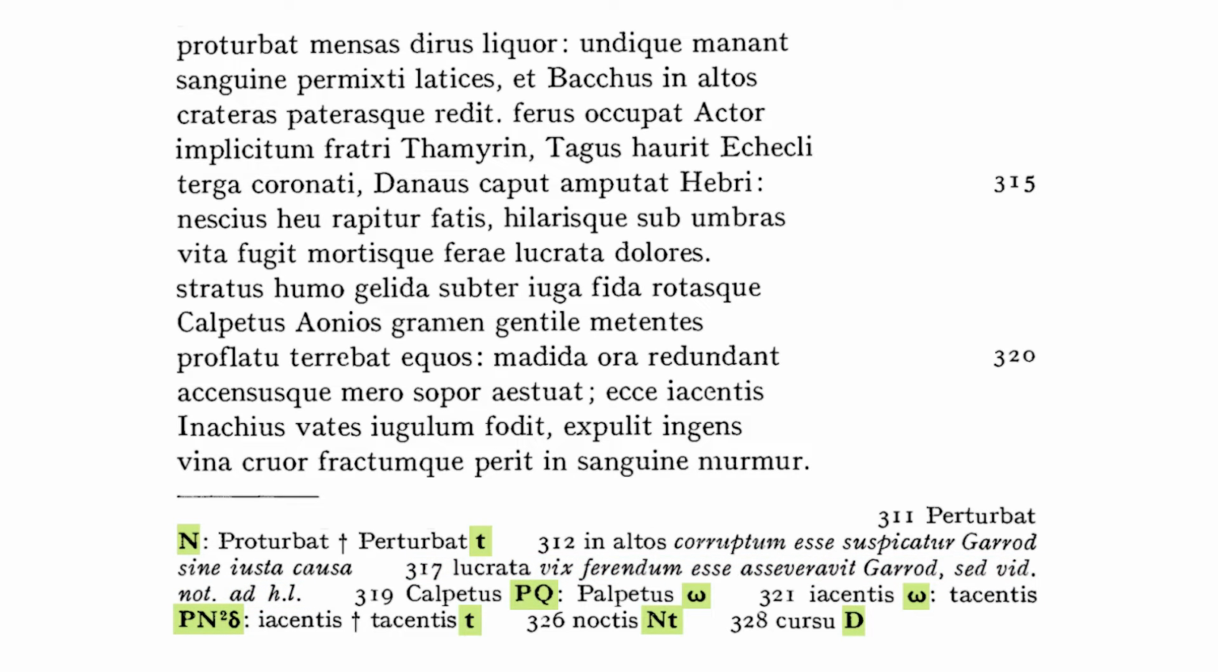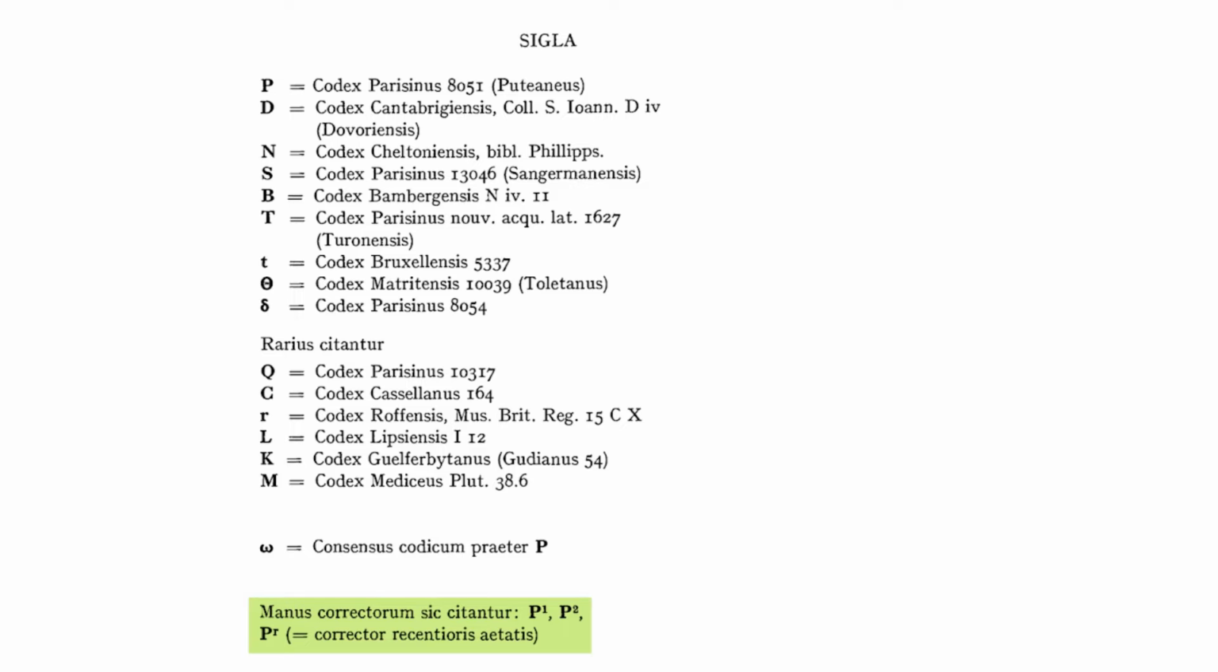What about the manuscript abbreviations? Williams makes the manuscripts relatively easy to find. There's an easily accessible list right at the start of the text headed sigla, Latin for abbreviations. It includes the libraries, the call marks, and the approximate date for each manuscript. As well as that, you can see at the bottom, this edition uses a much more efficient way of indicating where a manuscript has a correction written into it. Manus correctorum sic citantur means different correctors' handwriting is reported as follows, with a superscript 1 or 2 by the manuscript abbreviation, or an R if it was written in by someone in more recent centuries.